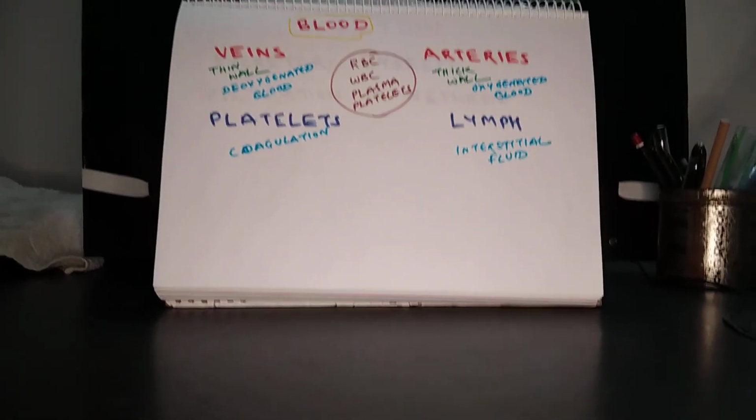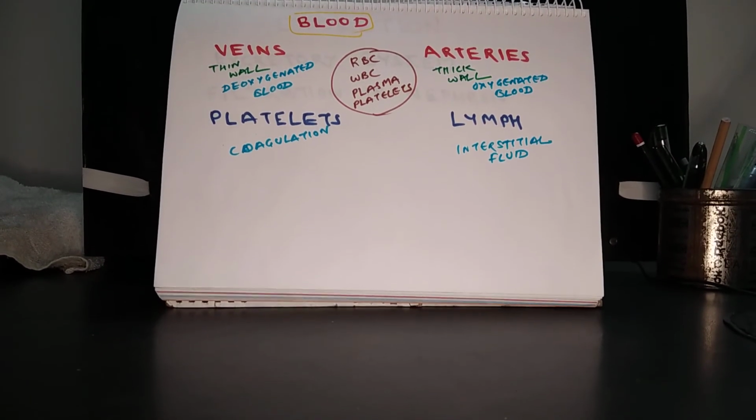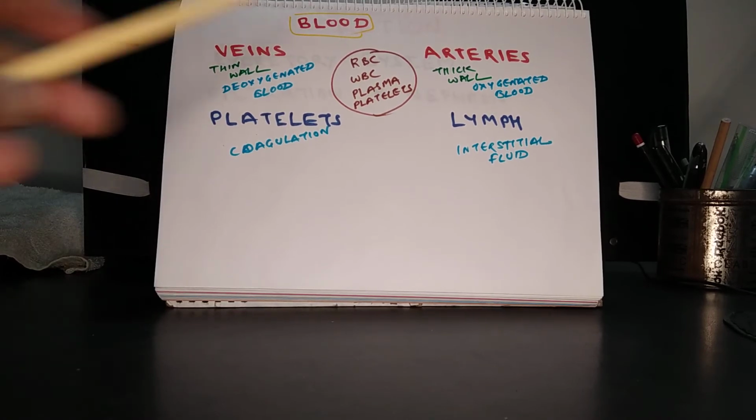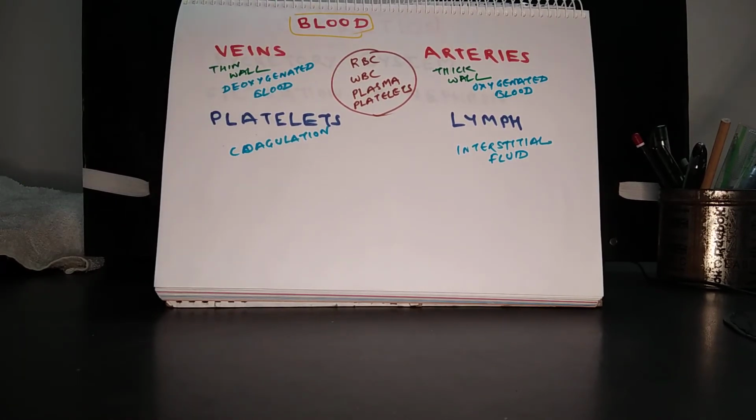Now let us talk about blood. Blood is a liquid tissue or fluid tissue. It is composed of RBC, WBC, plasma and platelets. Plasma provides the matrix, while RBCs are of red color because of the presence of hemoglobin. They carry oxygen along with them.